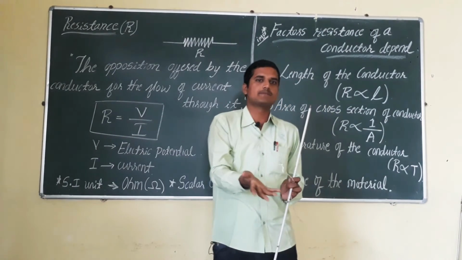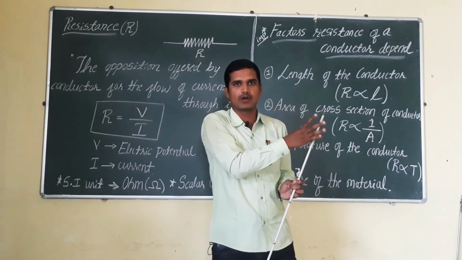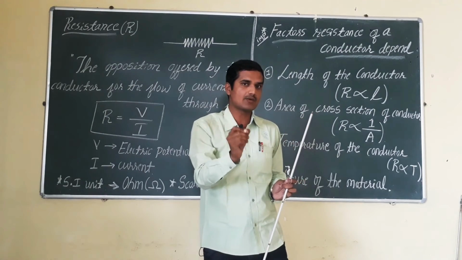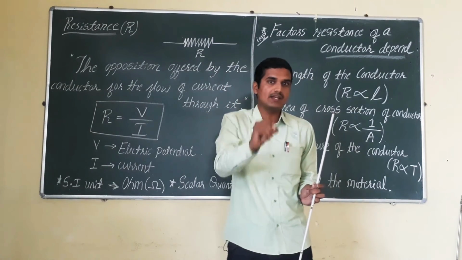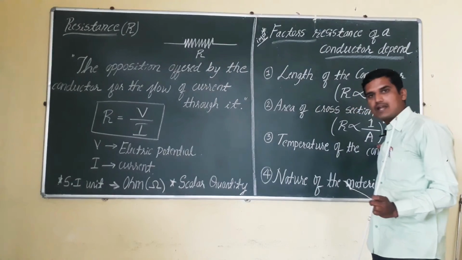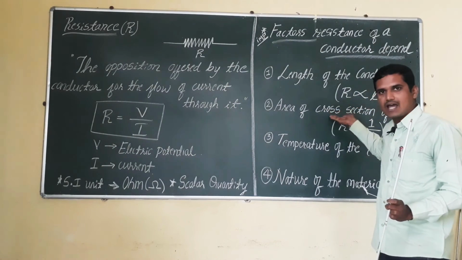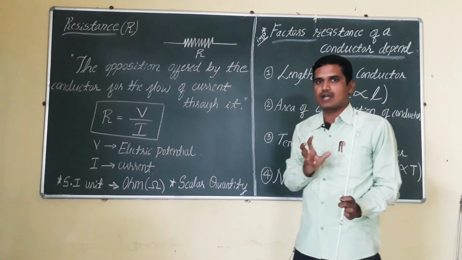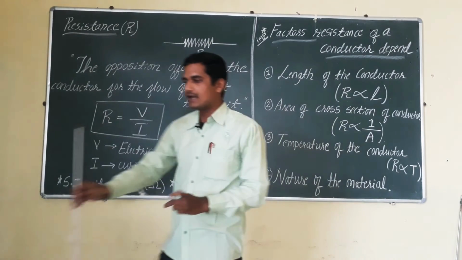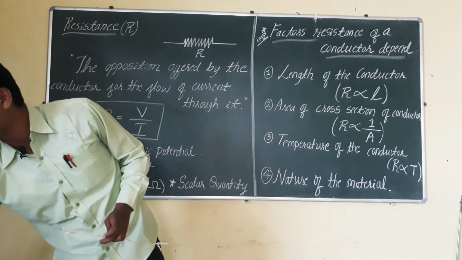And I will tell you one more simple example. Tungsten wire is there at your home for bulbs. That tungsten wire is very, very thin in nature. Thin in nature means very little area of cross section, so the resistance will be large. That's why it consumes a large amount of power. So this is the second factor on which the resistance of a conductor depends.